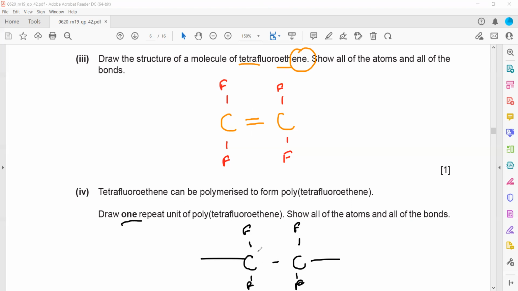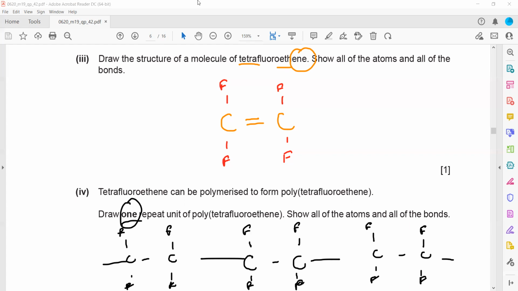And this will be a polymer. If they say 2 repeat units, we will draw another one, and this will be 2 repeat units. If they say 3 repeat units, then we'll draw a third molecule as well, and this refers to 3 repeat units. But in the question, they only ask for 1 repeat unit, so we just have to draw one. So this is the structure of the polymer, polytetrafluoroethene.